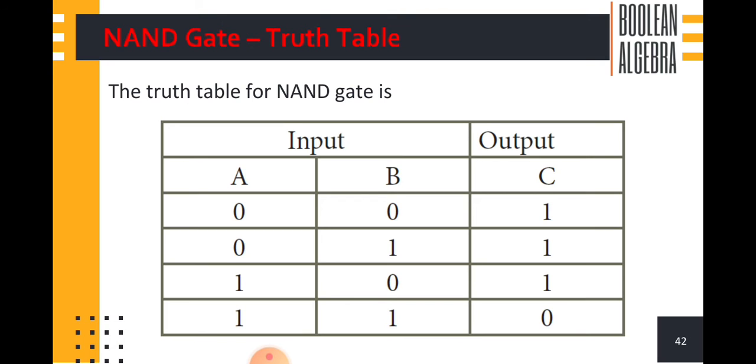You can write it like this also. The NAND gate produces the false output when both the inputs are true. Otherwise the output is true.